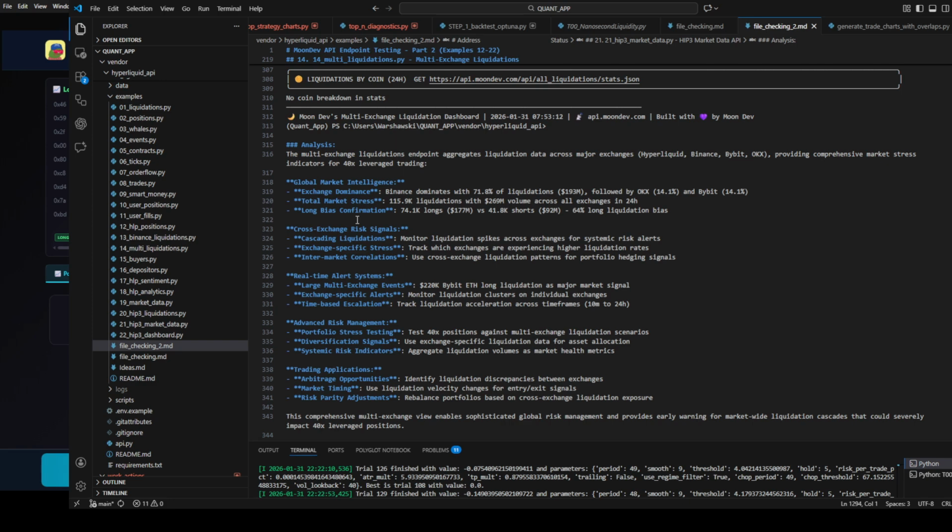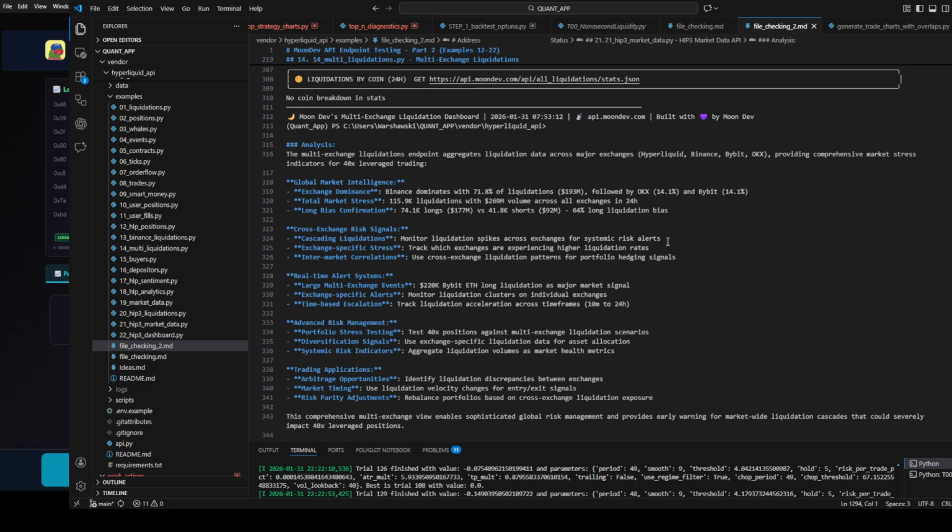Long bias confirmation: 47.1k longs, 177 mil, versus 40.1k, sorry, shorts, 92 mil, 64% long liquidation bias. Cross-exchange risk signals cascading liquidations. Monitor liquidation spikes cross-exchange. Sorry, it's getting pretty late. Exchanges for systematic risk alerts.